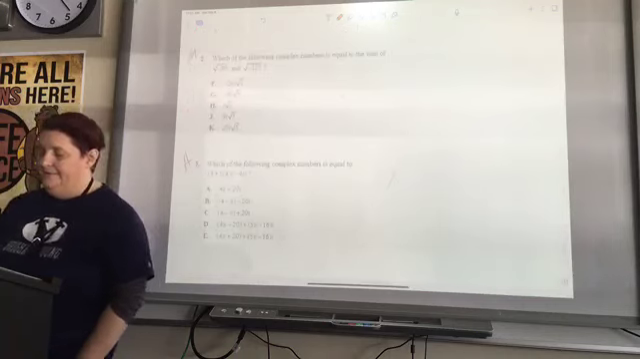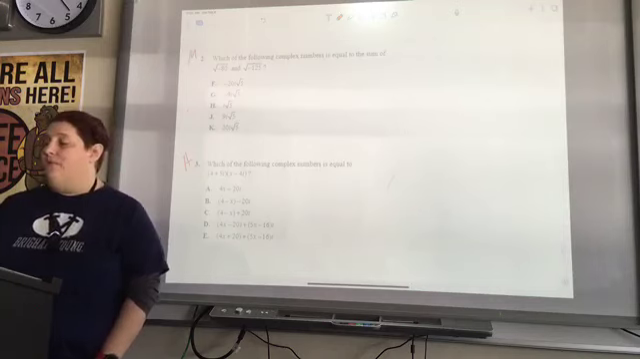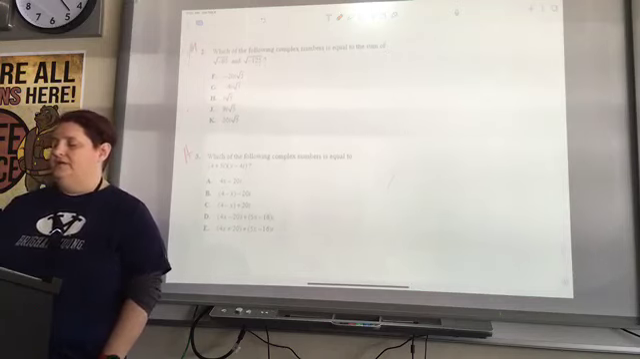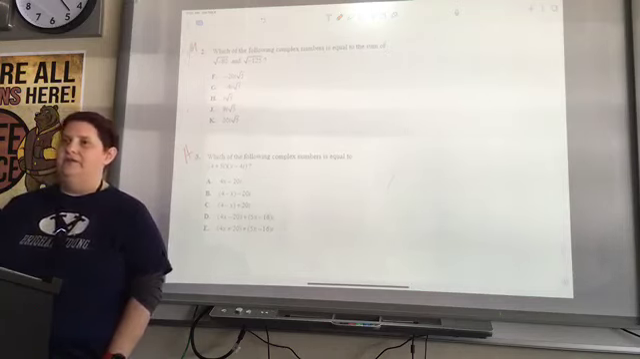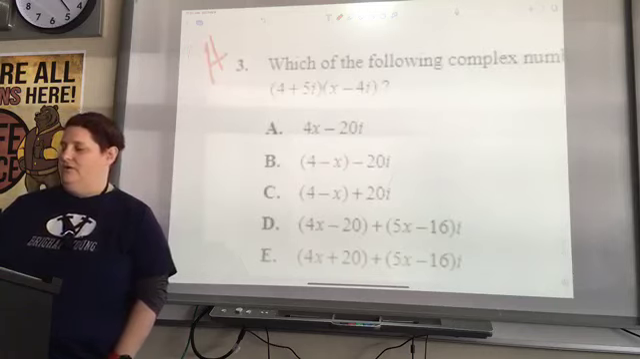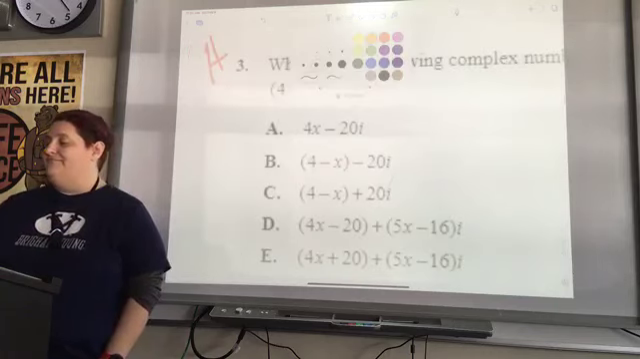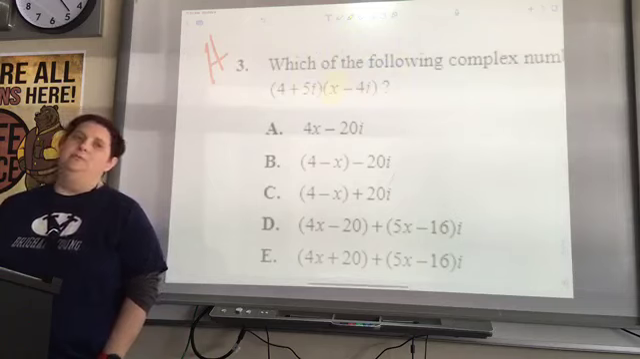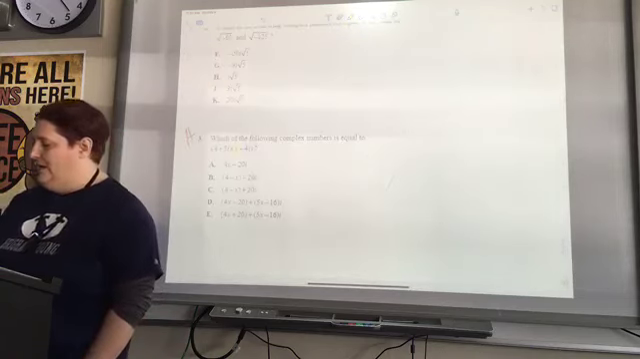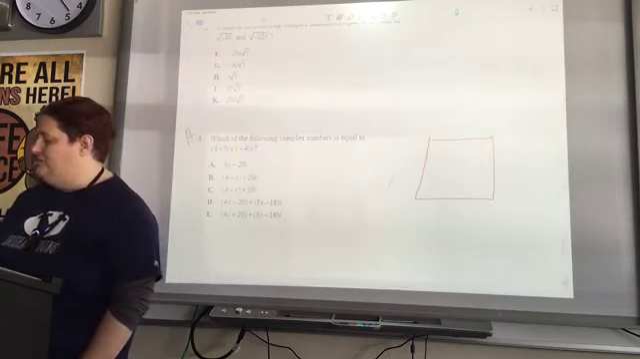Here's why. They are forcing you on number 3 to not use your calculator. Do you see how? There's an X. By putting a variable in there, they're making you multiply it out, which is like, come on, bro. But they're making you do that one by hand.